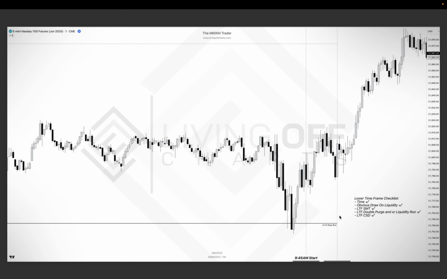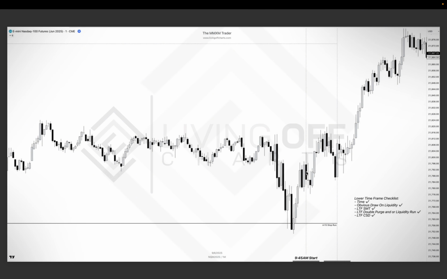So now let's look at the lower time frame checklist and let's go through it here. So first is time. We can see that clearly here. I mentioned 9:45. You want to let that first 15 minutes of market open pass. This is 9:45. I'm not going to remove this because it's a bit distracting, but you can see the time begins from this candle here. This bearish candle here starts our time window for looking for a trade.